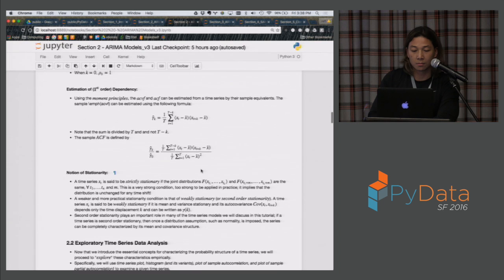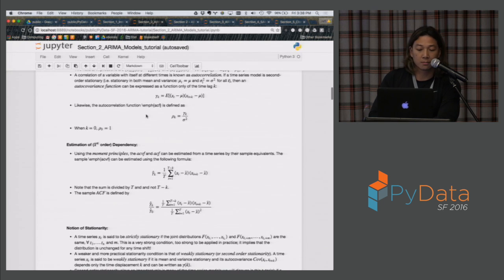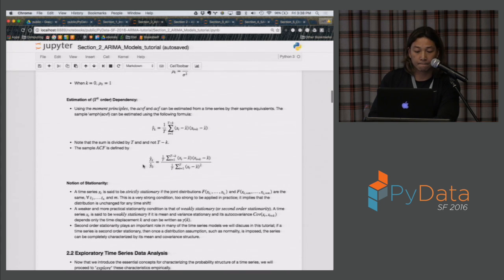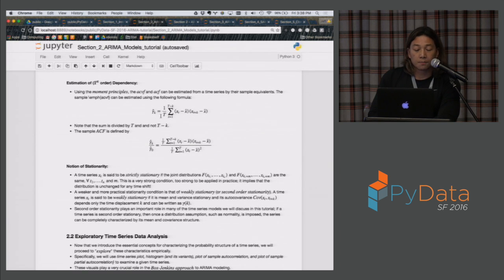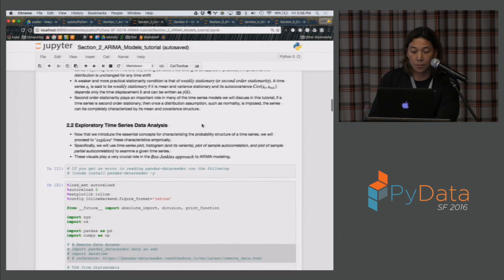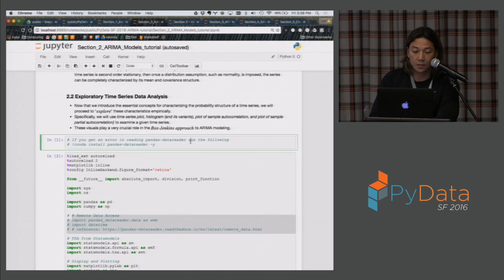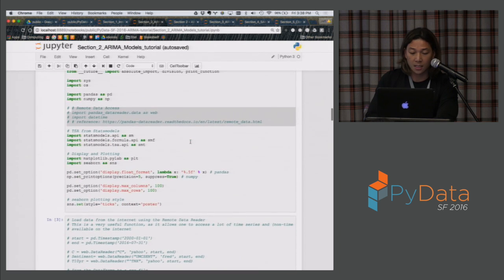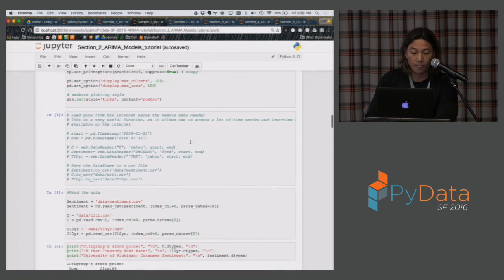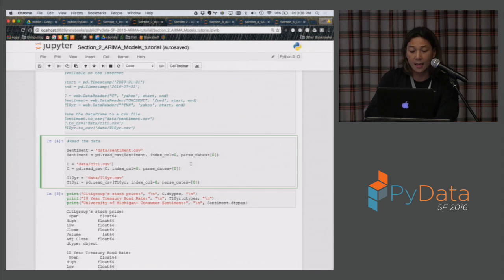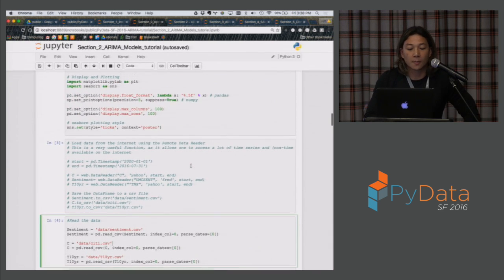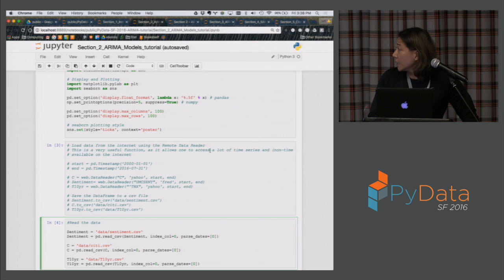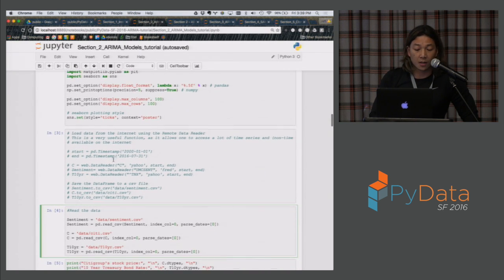Okay, so let me go back. Let's start exploring some of the time series. Again, follow along and run your cell. This is the setup. The data: oh, by the way, let me mention this. Right here, I commented out some of the code.